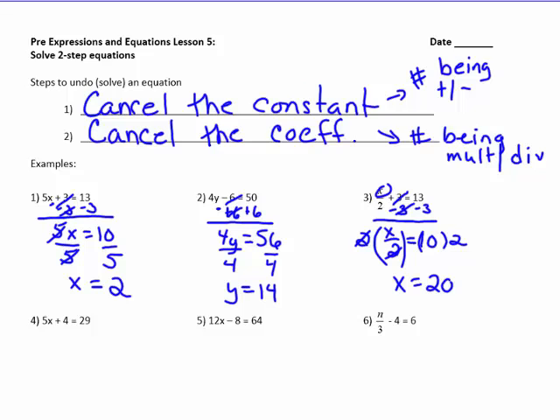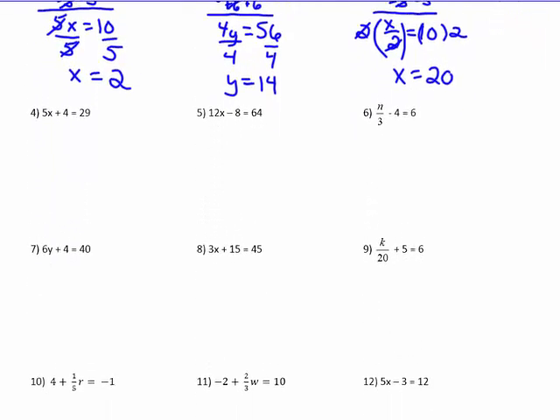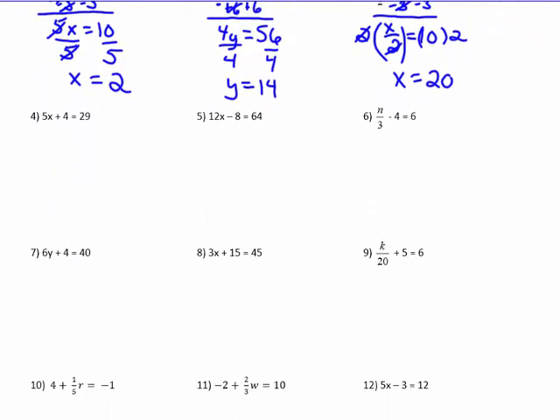All right, next set. Oh boy, we got a lot. All right, sorry. So here's my variable. I have to cancel the 4 first, so I'm going to subtract it because it was adding, so I have to do the opposite. So 5x equals 25. Now I have to take and divide by 5. So that's going to give me x equals 5. So lots of 5's in that problem.